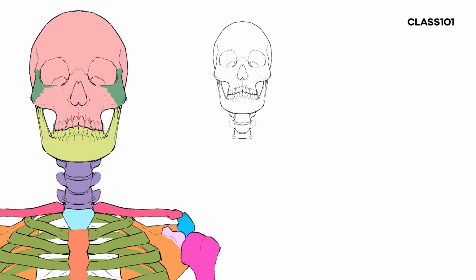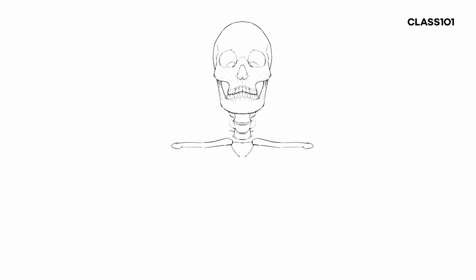Lastly, I want to talk about the cervical vertebrae, which starts at the base of the skull. This collection of vertebrae starts our spine and is also the primary point of connection for a lot of the muscles in the neck. So now that we've covered the head, let's talk about the torso.